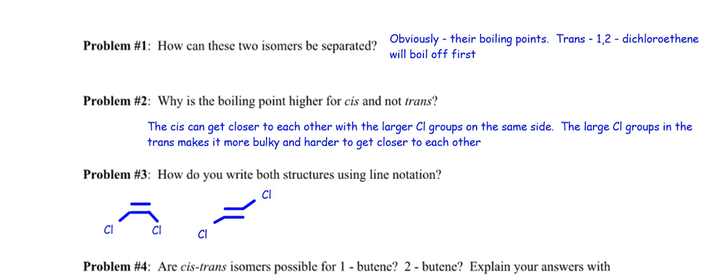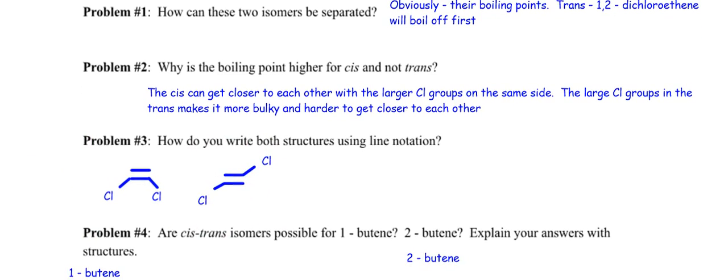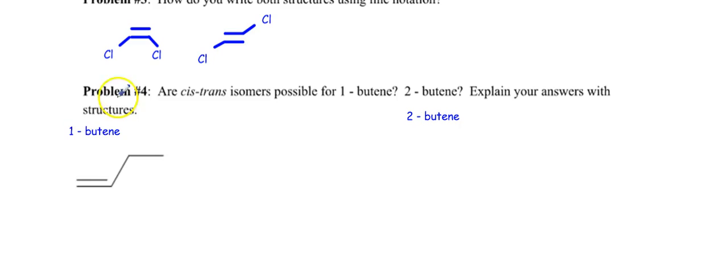It says, how do you write both structures using line notation? That's how I would do it. Again, you don't write the carbons down, you don't write the hydrogens, but you do have to show the chlorines. So here's my cis and here's my trans. Now it says, are the cis and trans isomers possible for 1-butene? Let's check this out. Here's 1-butene, and notice I try to make it trigonal planar. I know I didn't put the hydrogens in, this is a line notation, but how many hydrogens are here?